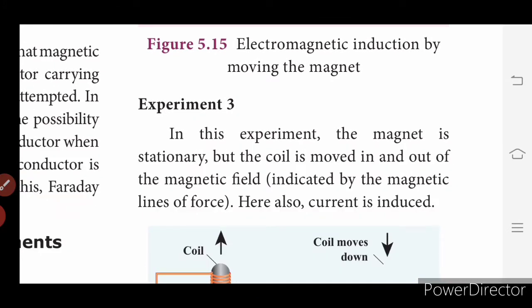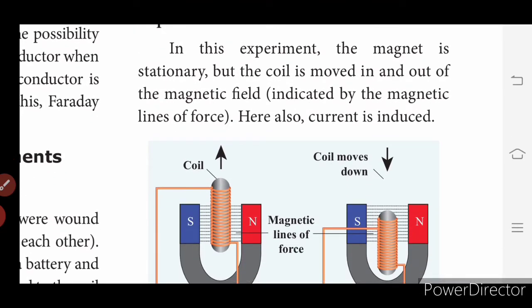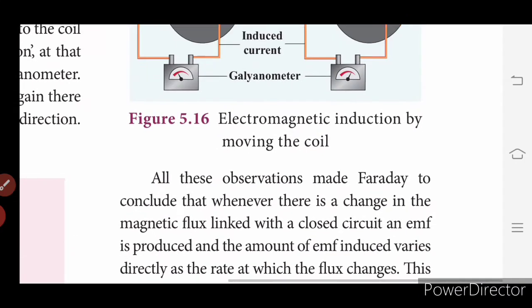Experiment 3. In this experiment, the magnet is stationary, but the coil is moved in and out of the magnetic field indicated by the magnetic lines of force. In the previous experiment, the magnet was moved and the coil was stationary, whereas here the magnet is kept stationary and you are moving the coil. Here also current is induced. Whatever pattern Faraday used, he was able to find the deflection in the galvanometer. In whatever experiment, however he changed it, he found that current is induced in all the patterns.